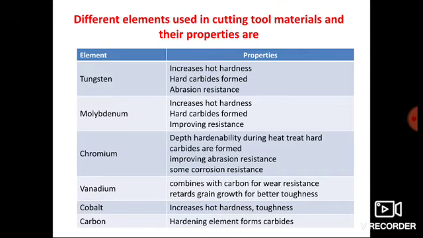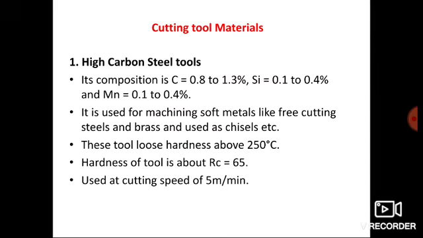Then cobalt and carbon are added to the material of a single point cutting tool. These are nothing but alloying elements which are added for improving its properties. Now we will be discussing the various cutting tool materials.